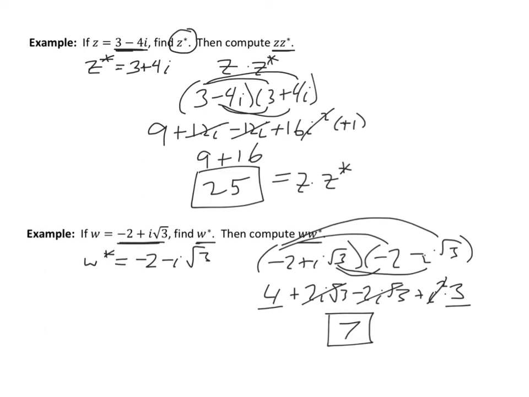There's a couple things that you might have noticed. One of them is that it was almost like these two things were setting up for the factoring of a difference of squares. Another one you might have noticed is that the imaginary parts canceled out in both of them. And what that means is that both times when we multiplied together a complex number and its conjugate, the answer that we got for both of them was something real.